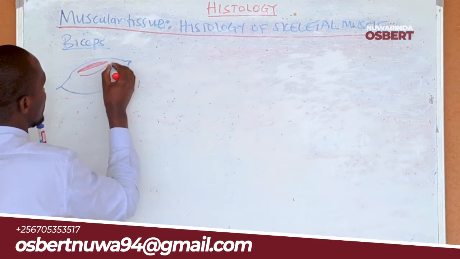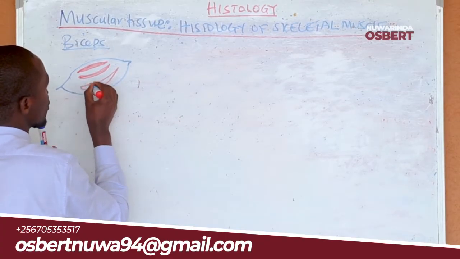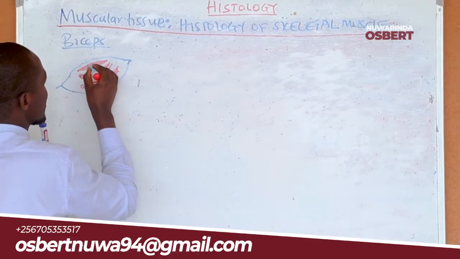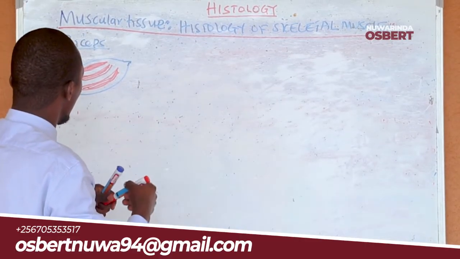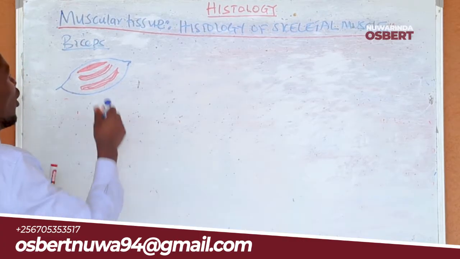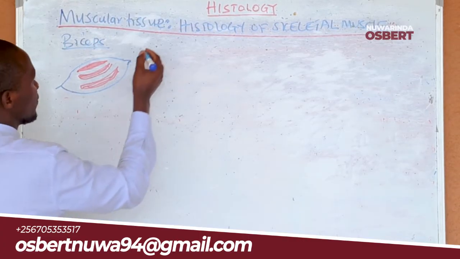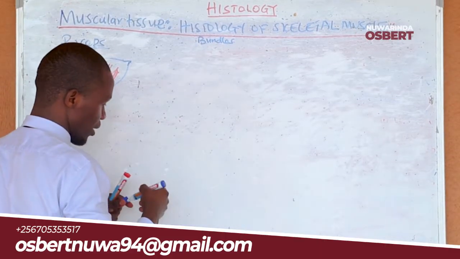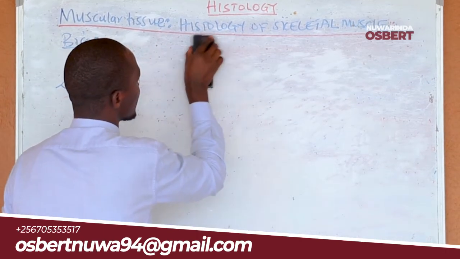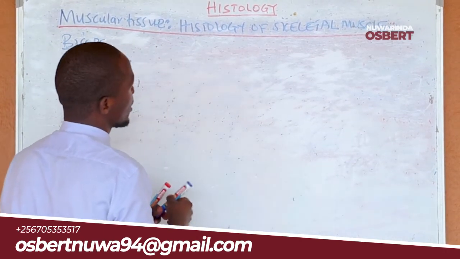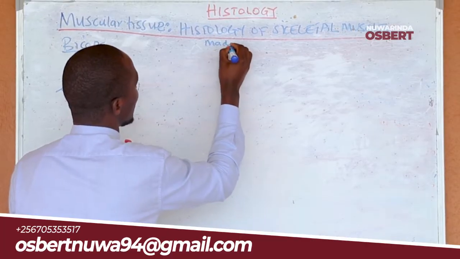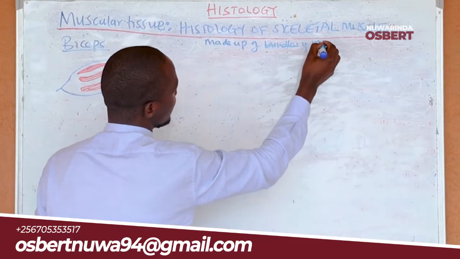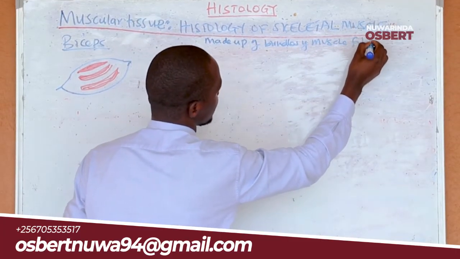We have bundles of muscle cells. Remember, I've told you that a muscle cell is also called a muscle fiber. So inside this biceps muscle, you have got bundles of muscle fibers. Now we are saying all these bundles are surrounded. I can add here and say that a skeletal muscle is made up of bundles of muscle fibers.